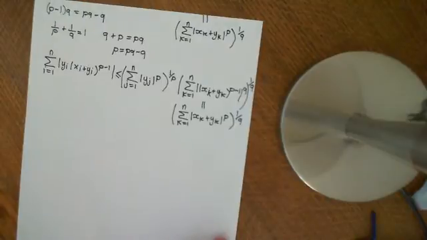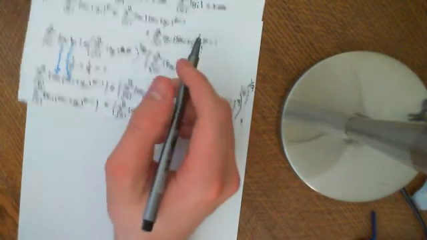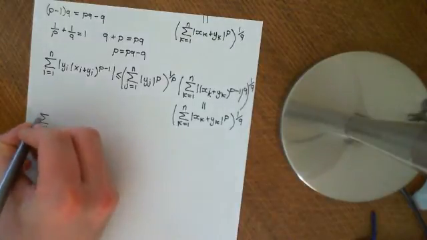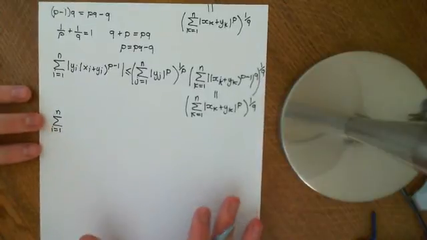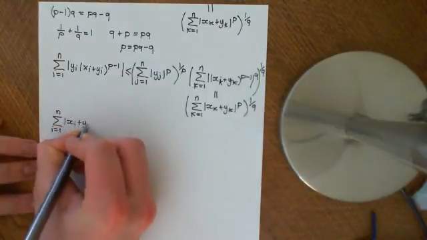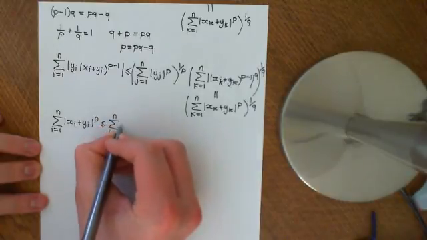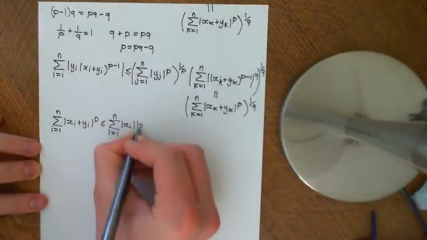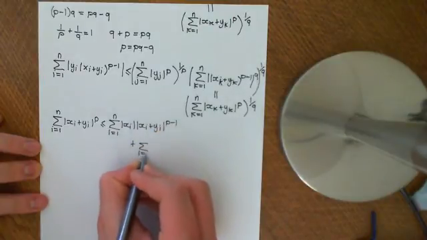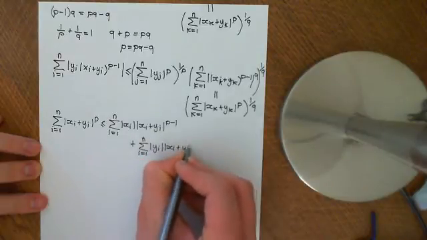Okay, so now we go back to this inequality up here, and I'm going to rewrite it back down at the bottom here. This was the original problem that we had: we found that the summation from i equals 1 to n of the modulus of xi plus yi to the power of p was less than or equal to the summation i equals 1 to n of the modulus of xi times the modulus of xi plus yi to the power of p minus 1, plus the summation i equals 1 to n of the modulus of yi times the modulus of xi plus yi to the power of p minus 1.